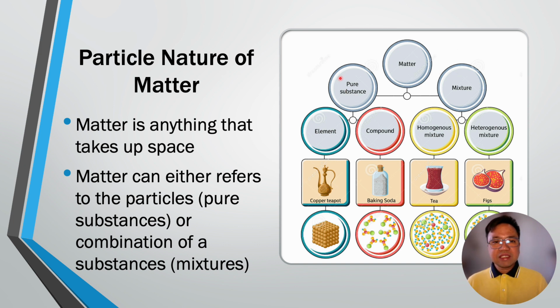Pure substances have definite chemical composition. This means they are made up of only one type of particle. Pure substances can either be elements or compounds.